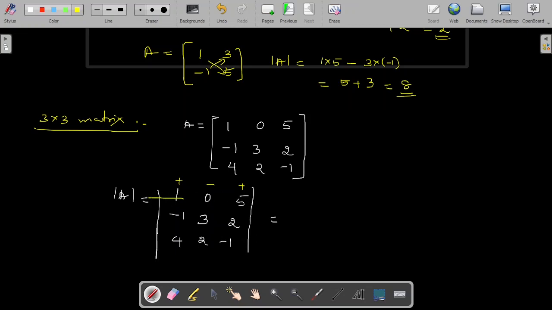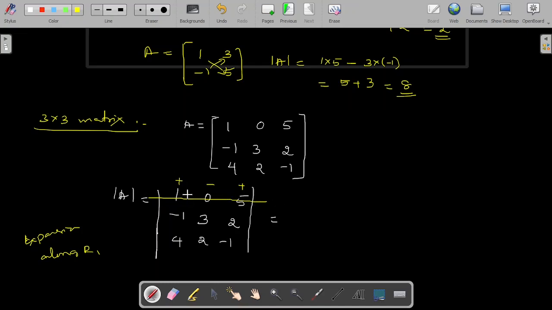I am now expanding along the first row. Deleting the first row is fixed. Then go to the first element, it is in the first column. Delete that column. I am expanding along the first row. You can expand along the second row, third row, first column, second column, third, any column or any row. Here the expansion is along the first row, so deleting the first row is fixed. It is to be deleted every time.